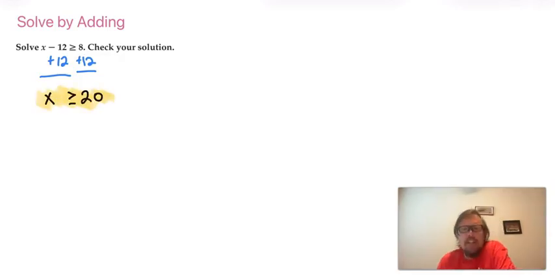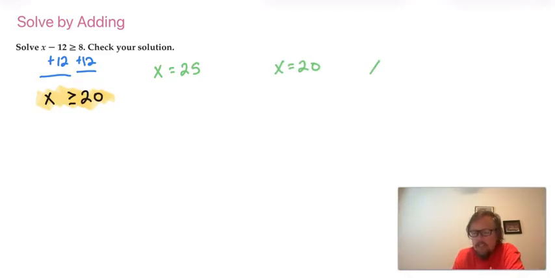The way that we check the solution, which is the other thing we're asked to do, is that we're going to substitute three values back into the original equation. We're going to pick a value that's bigger than 20, so we'll use 25, for example. We're going to use the value 20, and then a value that's lower than 20, something like 17, for example.